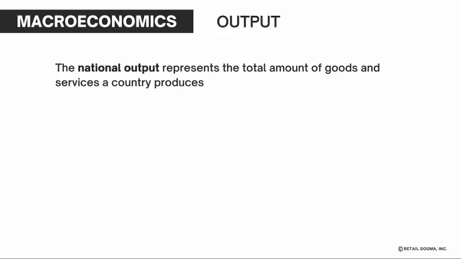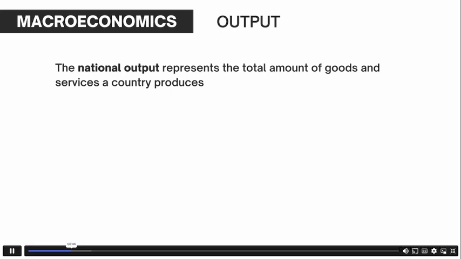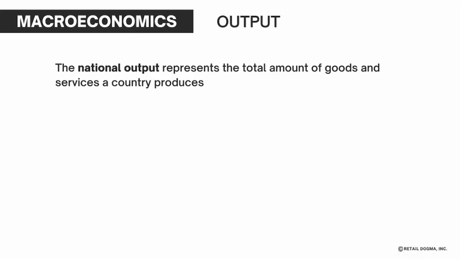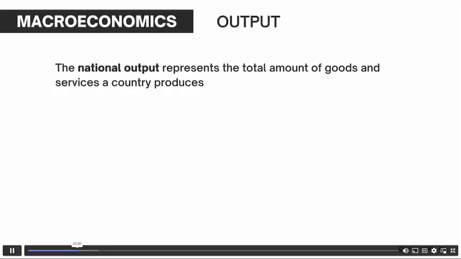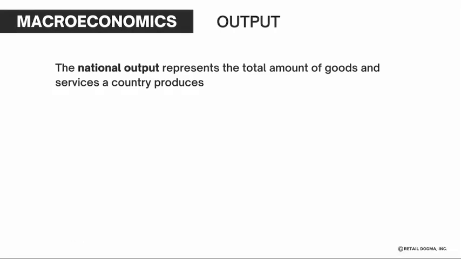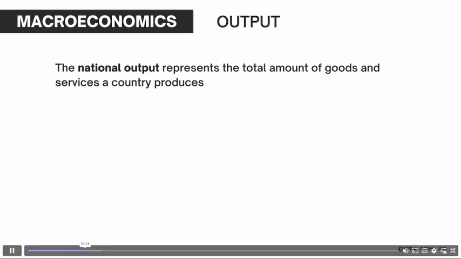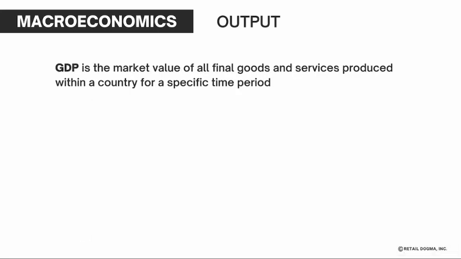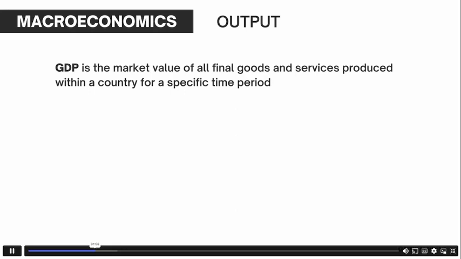The national output represents the total amount of goods and services a country produces. It also represents its budget constraint, because a country can only use more than the output it produces if it borrows the difference from other countries. The measure of the national output is called the gross domestic product, or GDP. GDP is defined as the market value of all final goods and services produced within a country for a specific time period.